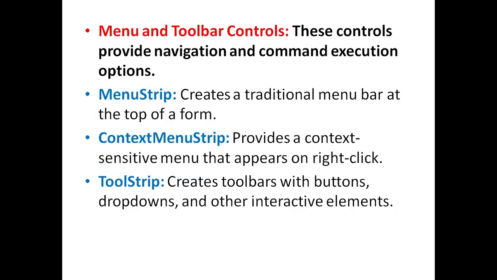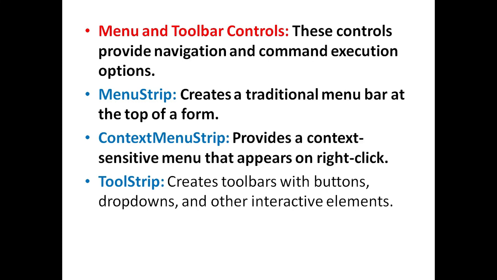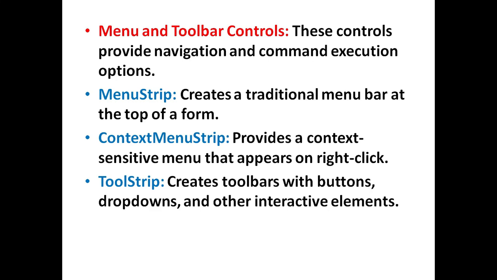Menu and toolbar controls are the controls that provide navigation and command execution options. Some of them are menu strip, which creates a traditional menu bar at the top of the form. Context menu strip provides a context-sensitive menu that appears on right click. And tool strip creates a toolbar with buttons, drop-downs and other interactive elements.